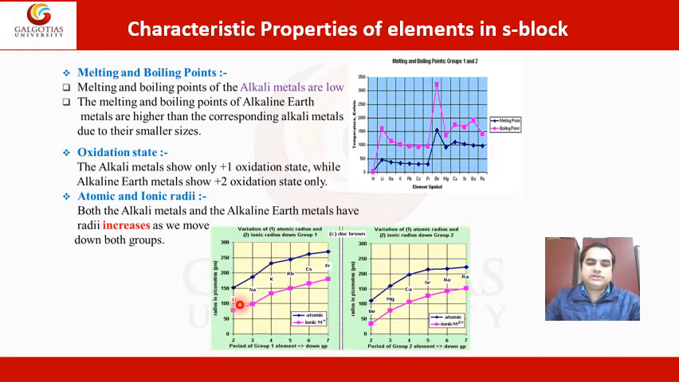We can clearly see that as we move from top to bottom in the group, the atomic and ionic radii continuously increase. Similarly, in group 2, a similar pattern can be observed, that they increase as we move from top to bottom in the group.